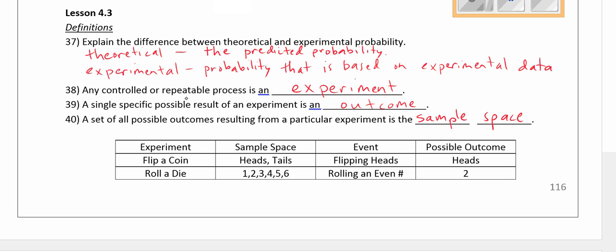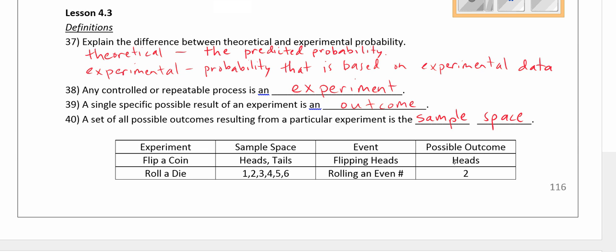So any controlled or repeatable process is an experiment, and a single possible result of an experiment is what we call an outcome. If we made a list of all the outcomes that could happen, we'd call that the sample space. So if you look at this table down here, let's look at a couple of different experiments we could do. One is to flip a coin. The sample space is heads or tails. Those are the two things that possibly could happen. One possible event that could occur is flipping heads. And a possible outcome could be that that happens.